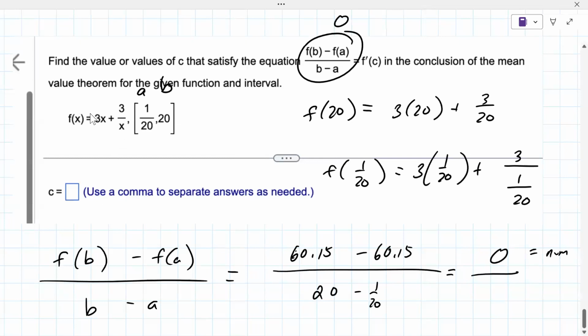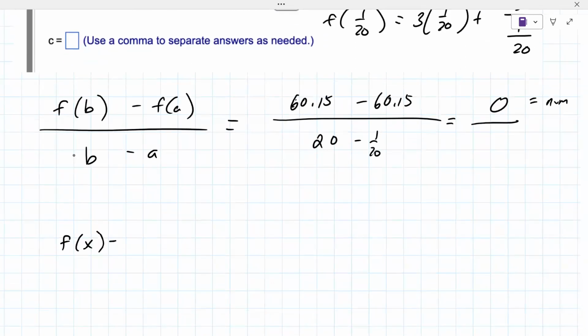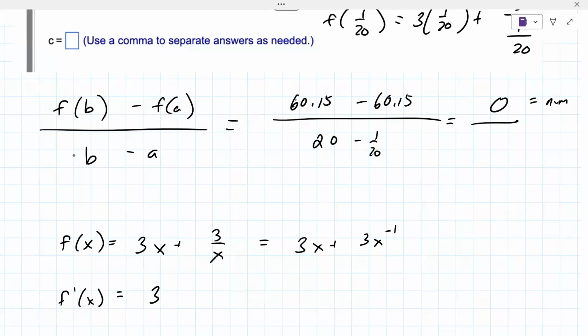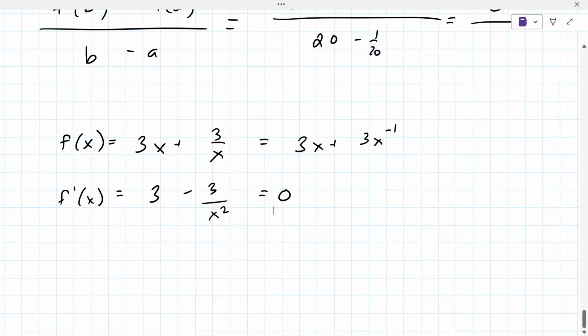Now we have to take the derivative. So what's the derivative of f of x? f of x equals 3x plus 3 over x, or you can write it as 3x plus 3x to the minus 1. What is the derivative of that? 3 minus 3x to the negative 2, or 3 over x squared, and then you'd set this equal to 0. So what does this become? Negative 3.